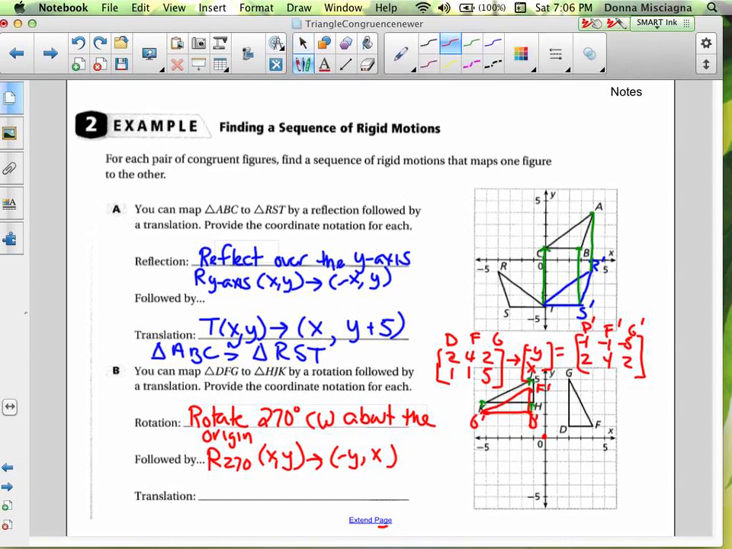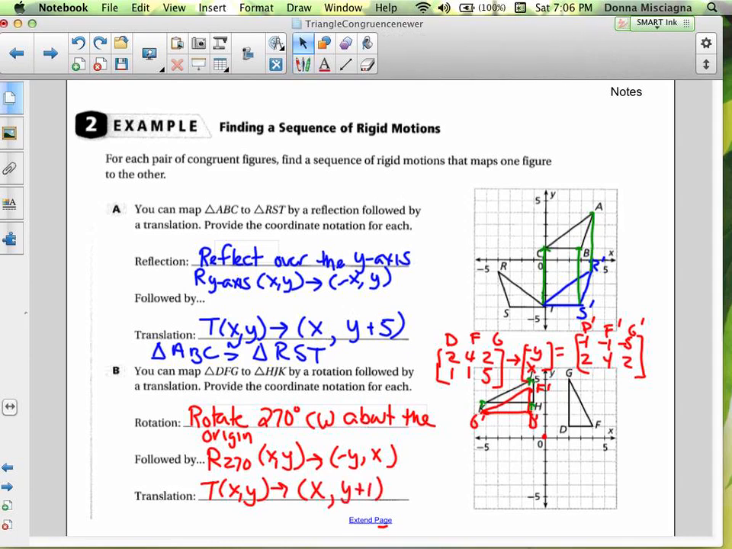Right, so our translation, every x and y coordinate is going to change such that x doesn't change at all, but the y is going to go up 1 unit. And there we go. All right, and so this is the end of Congruence Transformations podcast.